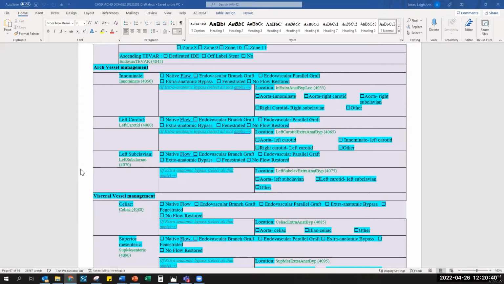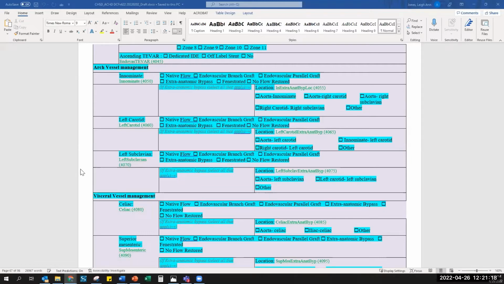So sometimes we have staged procedures for T-bars. Like day one, they might do debranching of the arch vessels. And 2 days later, they go in and do the T-bar as a hybrid procedure. So sometimes you'll see those extra anatomic bypasses done as staged types of procedures. The last choice is fenestrated. Fenestration refers to the creation of a hole within the stent graft.